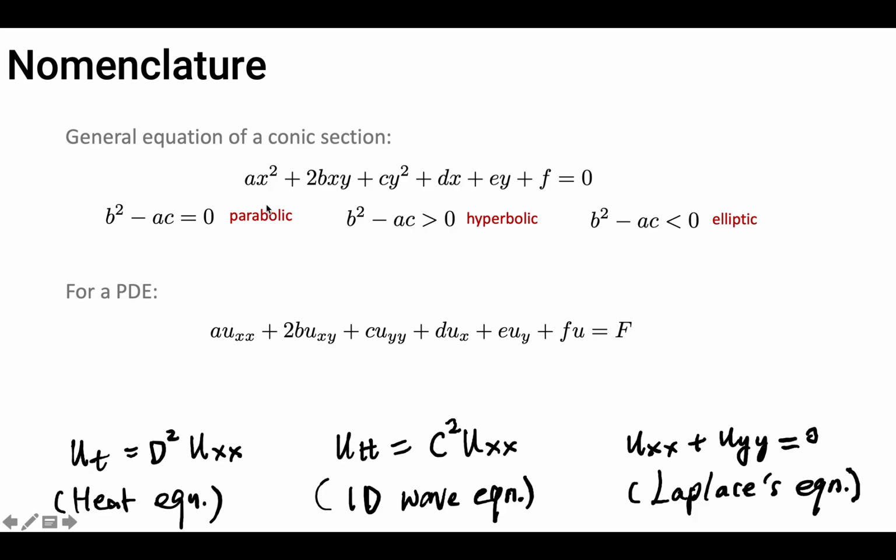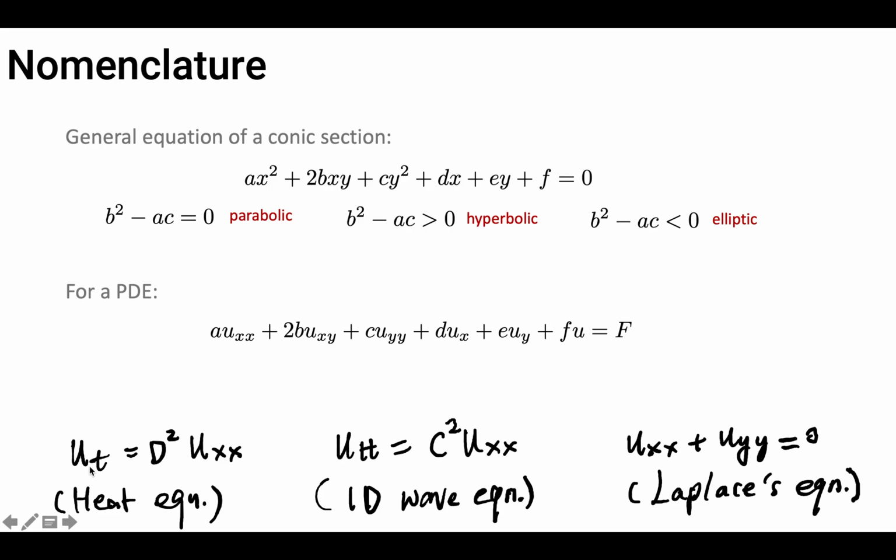Here we don't have x squared, xy, y squared, etc. Instead, we have derivatives uxx, uxy, uyy, right? So these are second derivatives. And so if we write a general partial differential equation in this general form, if, for example, b squared minus ac is 0, we say this partial differential equation is a parabolic equation. And here's an example.